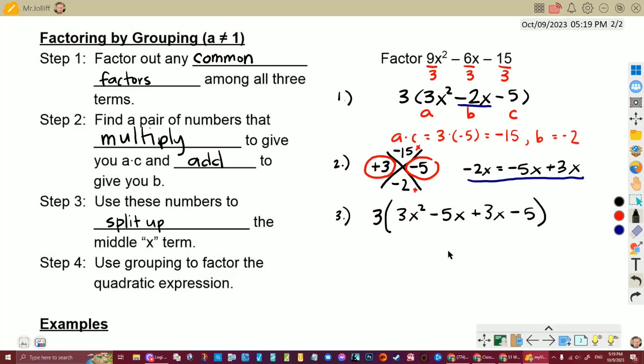Step 4 says use grouping to factor the quadratic expression. Grouping means we're going to put some parentheses around these and group them together. And when we do that, we always group the first two terms together and the last two terms together. You'll notice there's a plus sign between those new parentheses. This is still a big long chain of addition and subtraction with the trinomial. I don't want to turn it into a multiplication problem while it's still a big long string of addition and subtraction.